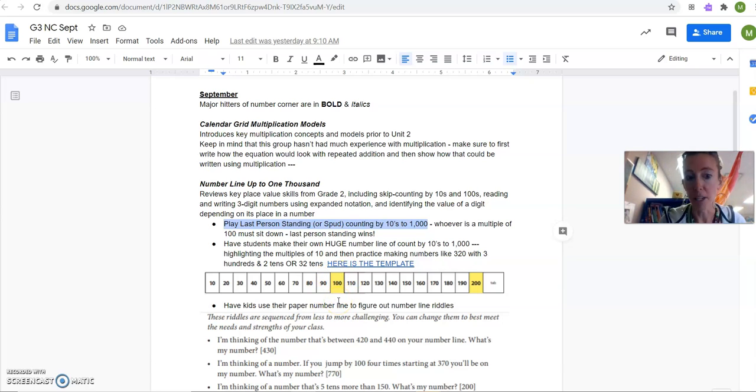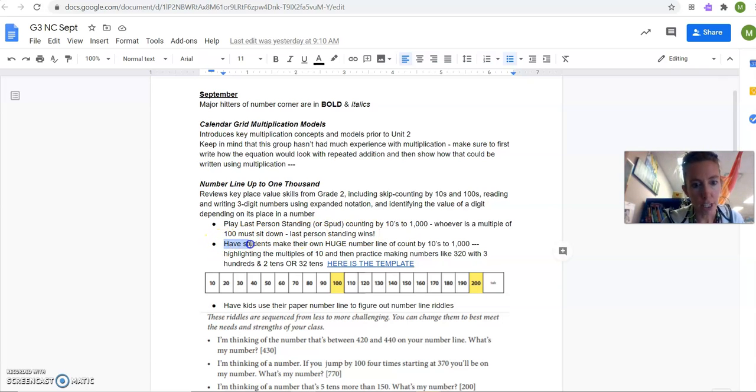And they'll still be involved in the game because they're still listening and watching, but you keep going, and every multiple of 100 sits down, and then you have a last person standing that wins. And that one is a super fun game. You could also play it counting backwards by tens from 1,000.